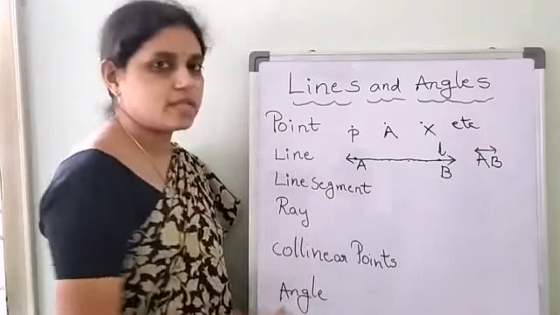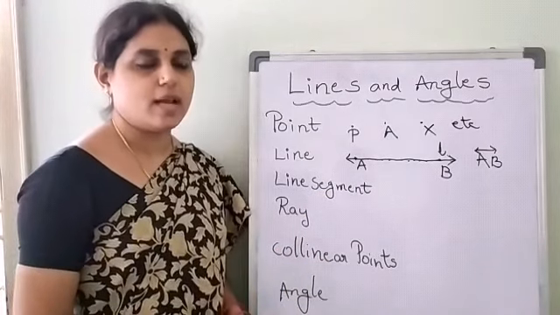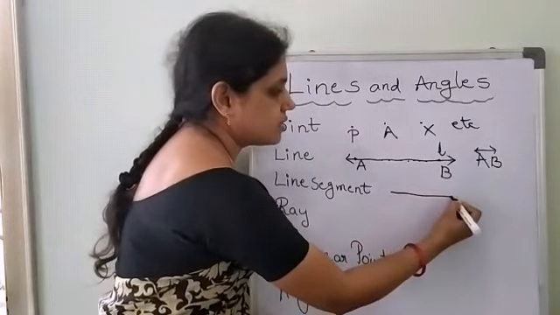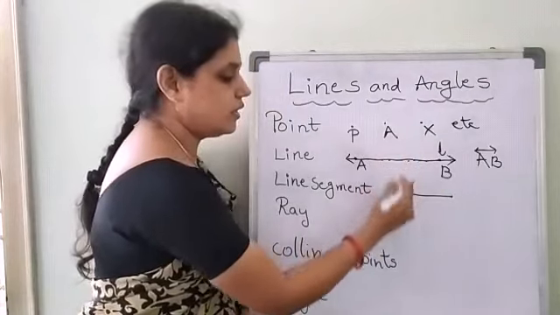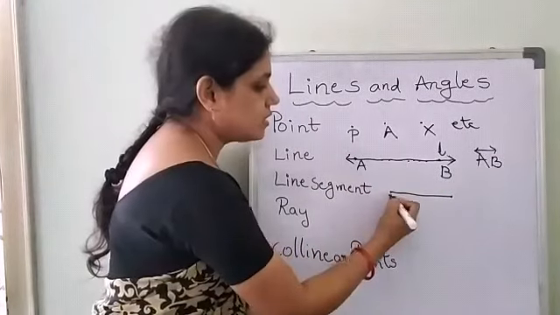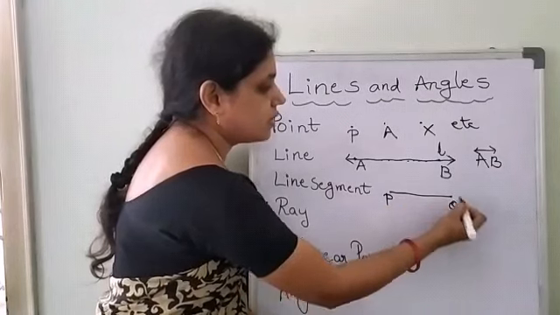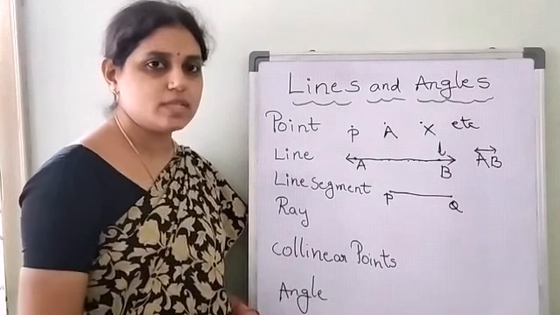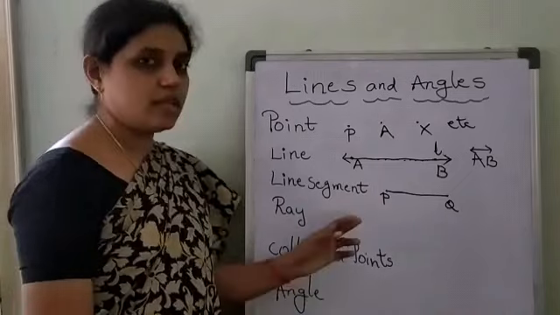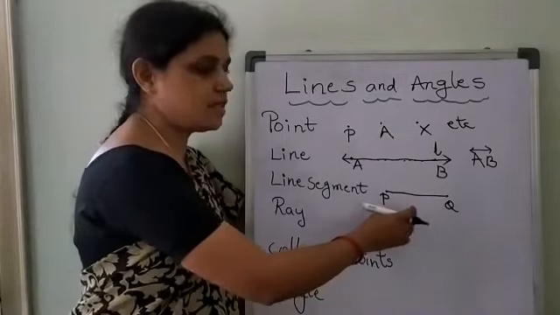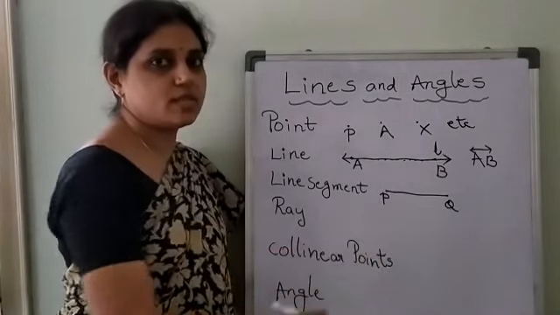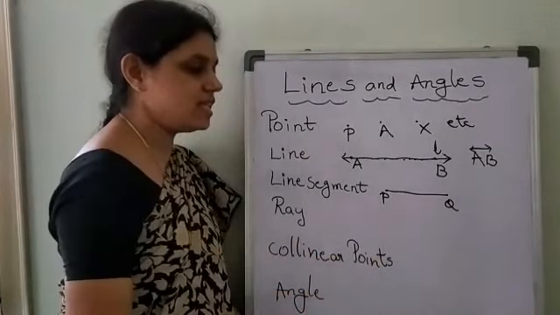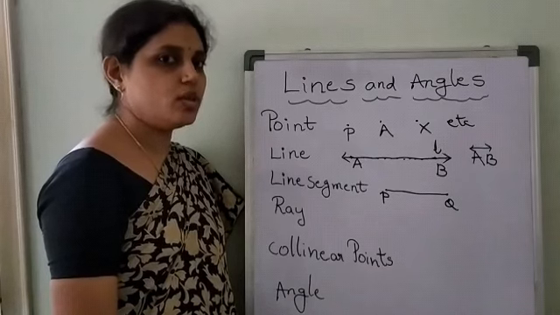Next, line segment. In the name itself it is there. Part of the line. Suppose from this line only, if you want to take some part. So here I want to represent this like this, PQ. So here PQ is the line segment. Line segment means what? Part of the line. In another way, we can tell the line segment as the shortest distance between 2 points. Otherwise, the part of the line with 2 endpoints.